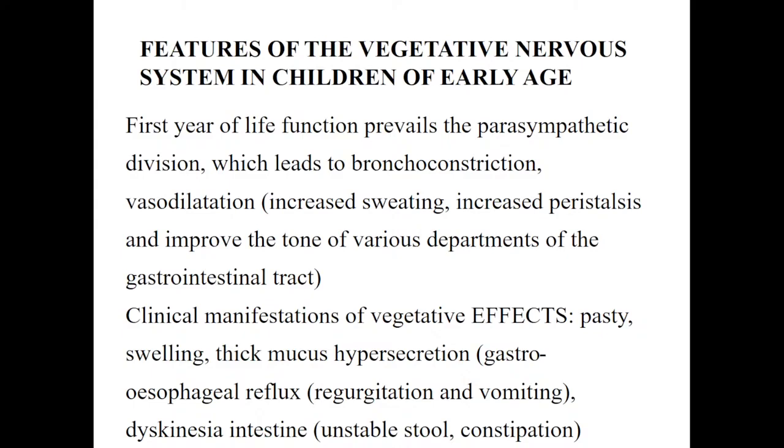Now we will review the features of the vegetative nervous system in children of early age. In the first year of life, the parasympathetic division prevails, which leads to bronchoconstriction, vasodilatation, increased sweating, increased peristalsis, and increased tone of various parts of the gastrointestinal tract.